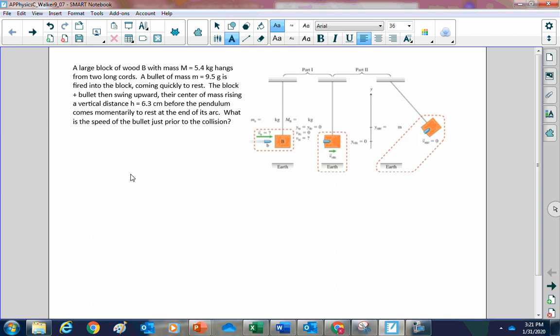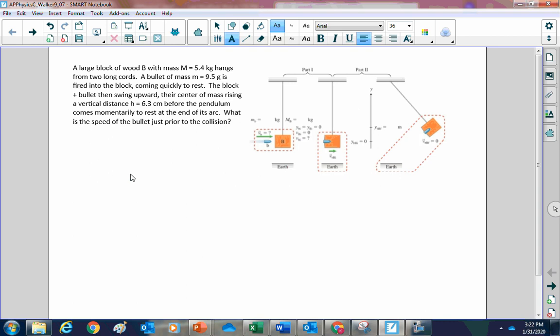The bullet hits the block and sticks into the block, and then the combination is going to swing. By measuring how high the pendulum swings upward, you can figure out how fast the bullet was going before it hit the block. We're splitting this problem into two parts, and I stole a diagram from another book that has a nice separation of the two parts.